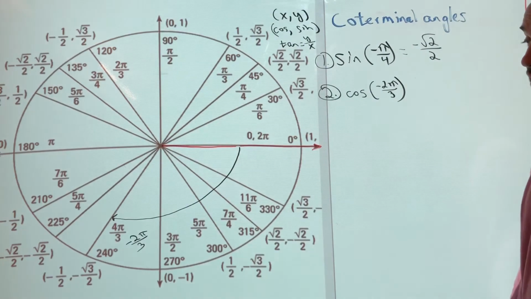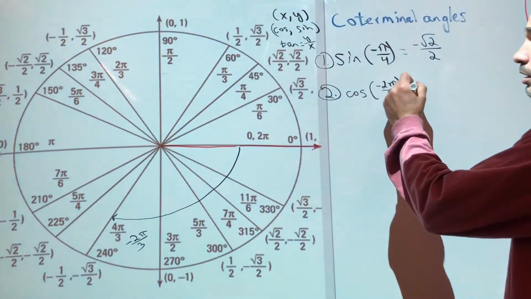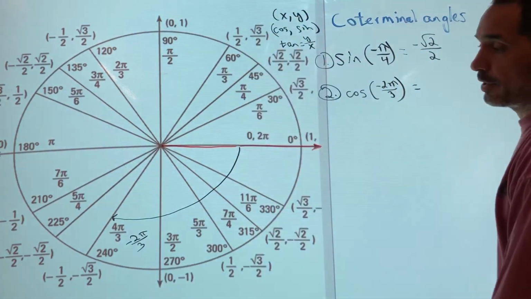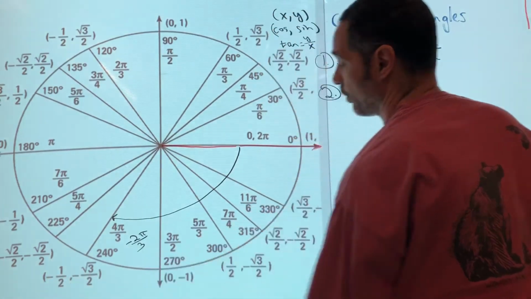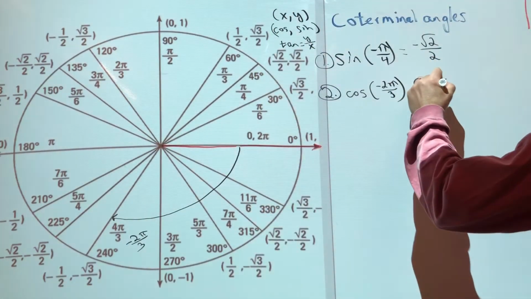When we measure negative 2 pi over 3, we're talking about cosine. And again, cosine is our x value. So we look at negative 1/2.